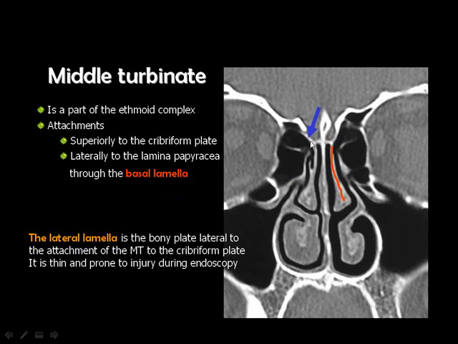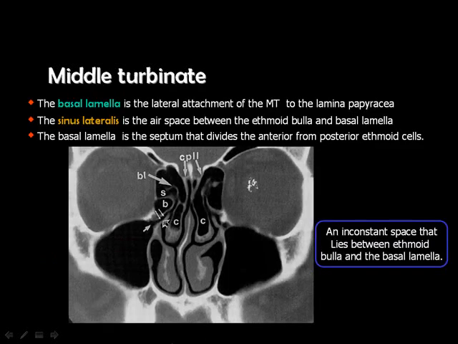This is the site of the lateral lamella, and here is the site of the lateral lamella. It is also known as the fovea ethmoidalis. And here you can follow this line, which shows the attachment of the middle turbinate to the lamina papyracea, or to the medial orbital wall, and this is what we call the basal lamella.